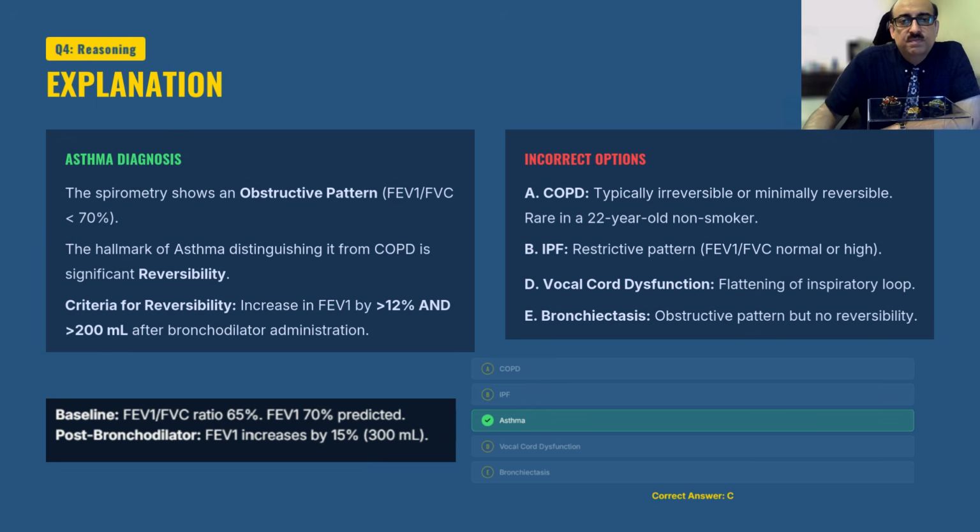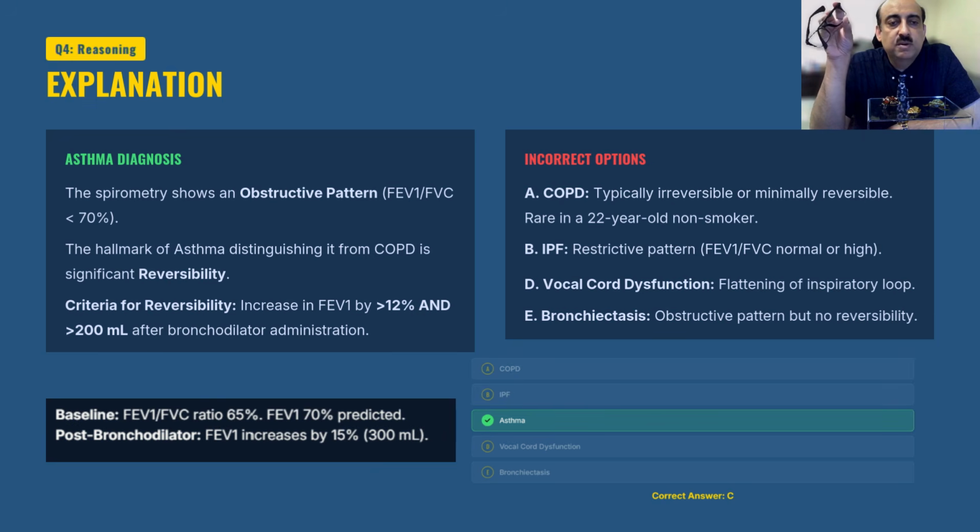In terms of spirometry, it clearly shows an obstructive pattern. FEV1/FVC ratio is less than 70%. The hallmark is obviously reversibility, but remember that for reversibility, both criteria should be met. An increase in FEV1 by more than 12%, which in our patient is a 15% increase. And also there should be at least a 200 ml increase in the absolute FEV1 post-bronchodilator. So in this case it was 300. Yes, both are met, hence it is asthma. So remember, it's not the change in the FEV1/FVC ratio, that is already showing an obstructive pattern. It's the FEV1, number one.